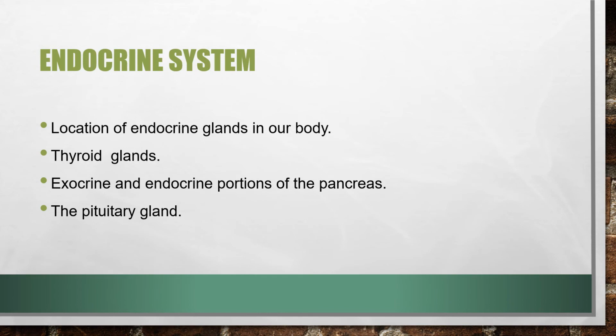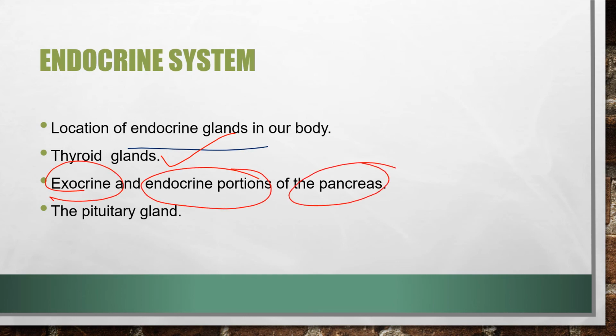Next comes the endocrine system. The location of the endocrine glands in our body is very important. You should know the location of endocrine glands in our body, location of thyroid gland, both exocrine and endocrine portions of pancreas. So this is also very important. This diagram is very important: endocrine and exocrine portion of pancreas. The pituitary gland location. Okay, so these are all the important diagrams of the endocrine system.